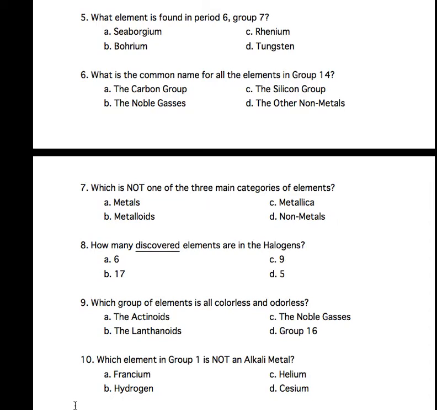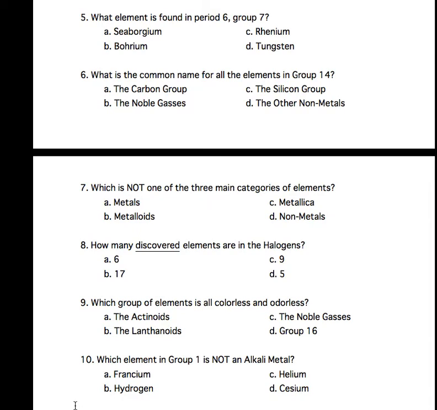Number 6. What is the common name for all the elements in group 14? Is it A, the carbon group, B, the noble gases, C, the silicon group, or D, the other nonmetals? Number 7. Which is not one of the 3 main categories of elements? Again, which is not one of the 3 main categories of elements? Is it A, metals, B, metalloids, C, metallica, or D, nonmetals?